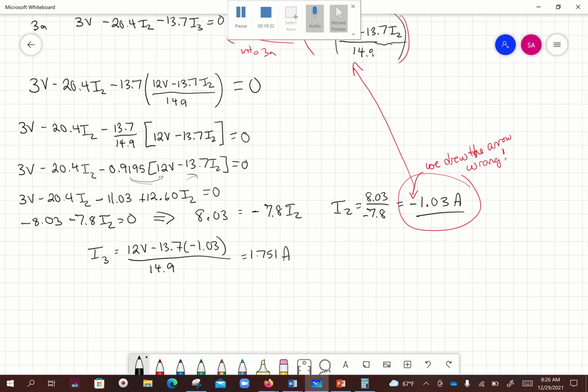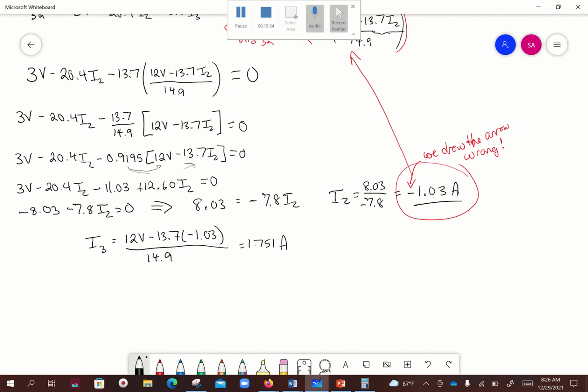Okay guys, so now we're in the last step of the marathon. We've got I1 to find, we've found I2 and I3. So now we can go back to my equation 1. Equation 1 was I1 is equal to I2 plus I3. So now I can just take those numbers I found and plug them in. So I2 is minus 1.03 plus I3 1.751, and I get my I1 is 0.723 amps. All right, so now I've got all my currents.